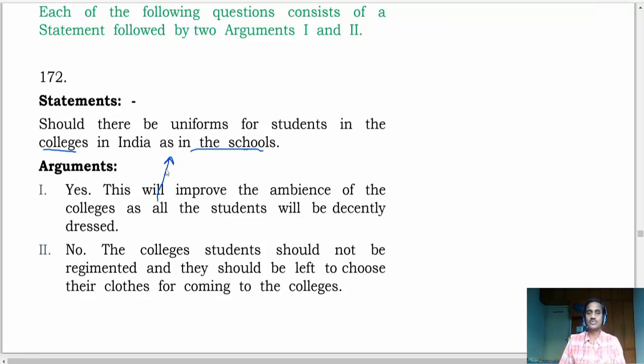That means it is a supporting strong argument. "This will improve the ambience of the colleges as all the students will dress decently." Are we discussing the ambience? Now this is the trivial aspect of the question.